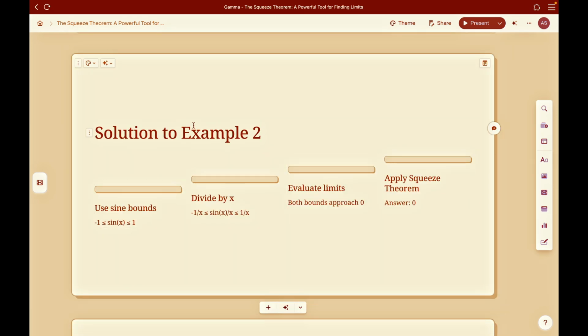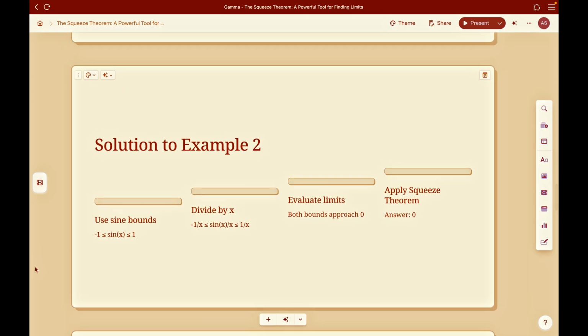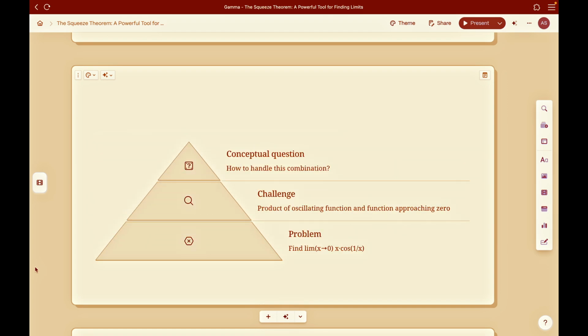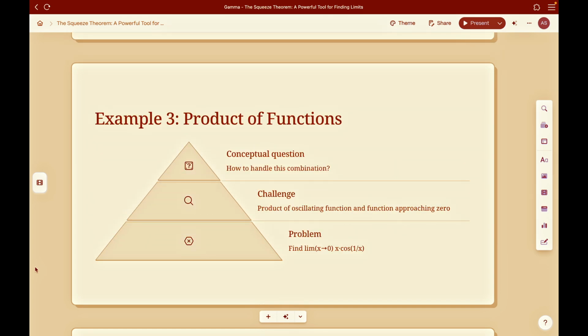And here's the solution to example 2. Same thing, we're going to use bounds for the sine, divide by x, evaluate the limit, and apply the Squeeze theorem. As far as I know, there's no one actually named Squeeze, so it's just going to be apply Squeeze theorem. By the way, if you didn't know, the Squeeze theorem is also called the sandwich theorem. Example 3 is product of functions.